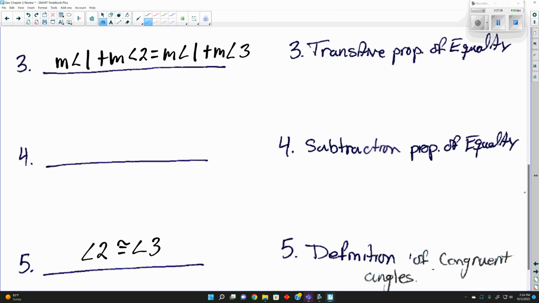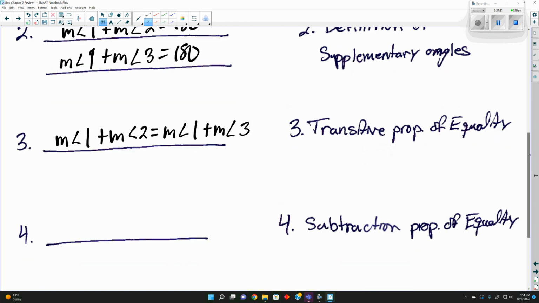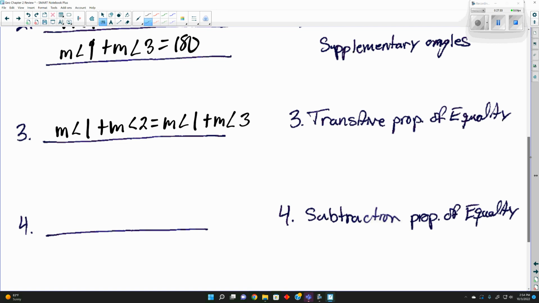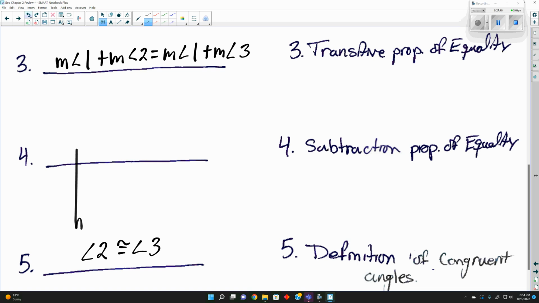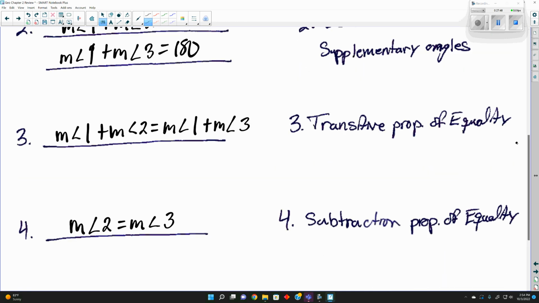Subtraction property. The subtraction property of equality says we can subtract the same thing from both sides. So we're going to subtract angle 1 from both sides, telling us that the measure of angle 2 is equal to the measure of angle 3. And then that's it.